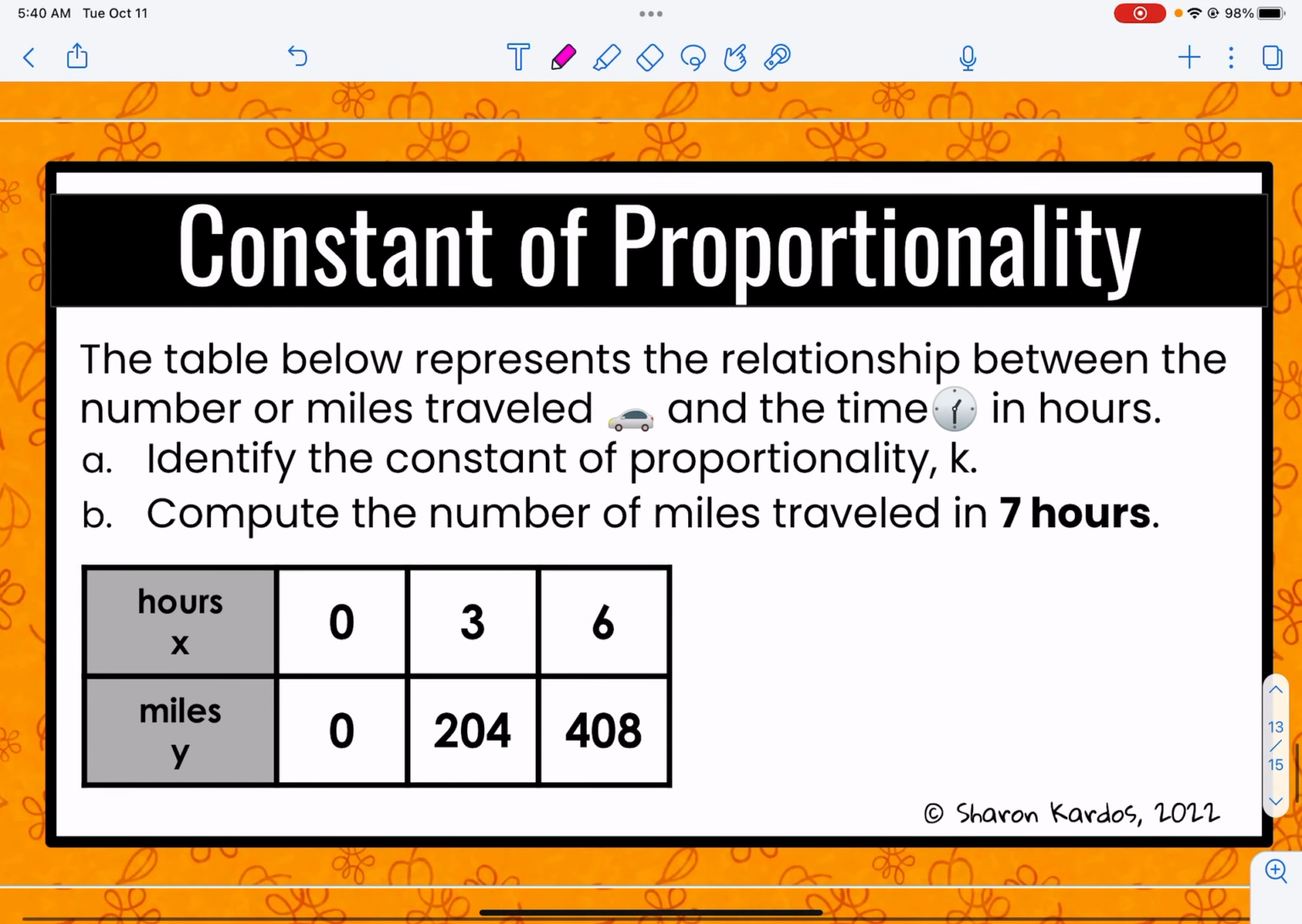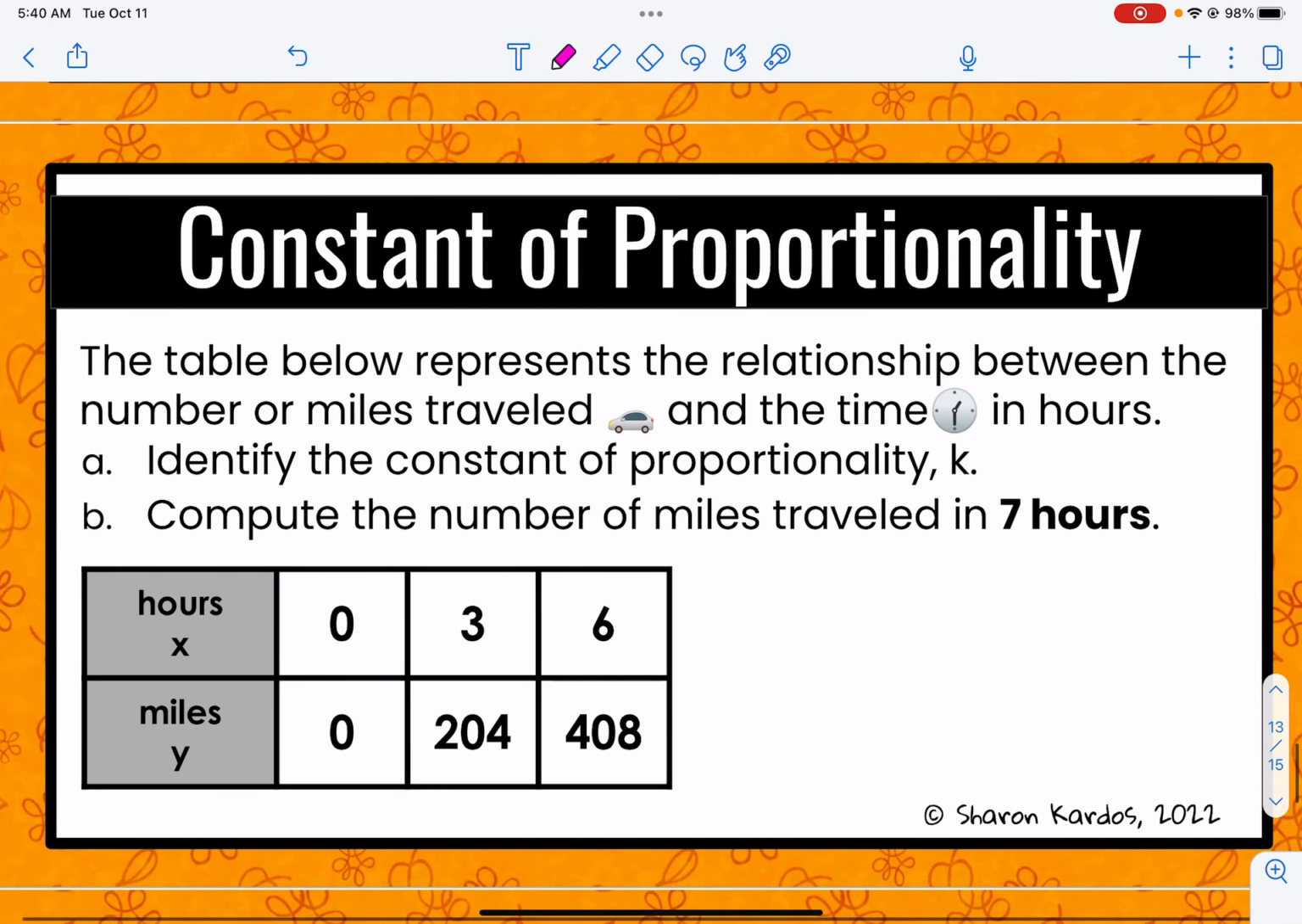Okay, so here's another problem. It's very similar to that one. Pause the video, see if you can work it out, and then come back and we'll work it out together. So hopefully you did that. This table below represents the relationship between the number of miles traveled and the time in hours. And again, they're asking me to identify the constant of proportionality k and then to compute the number of miles traveled in 7 hours.